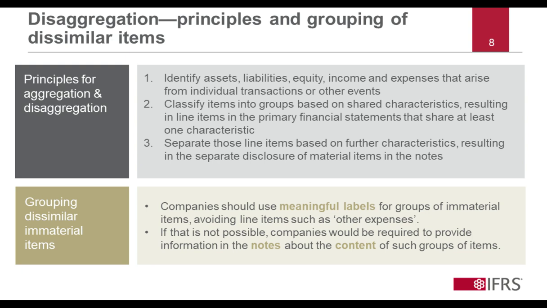Then next, the board also proposes principles of aggregation and disaggregation, which specify that items should be classified and aggregated based on shared characteristics. And so those items that share characteristics should be grouped together, and those that do not share characteristics should be separated. So that seems to make sense as general principles, but could you give us an example of how they might be applied in practice?